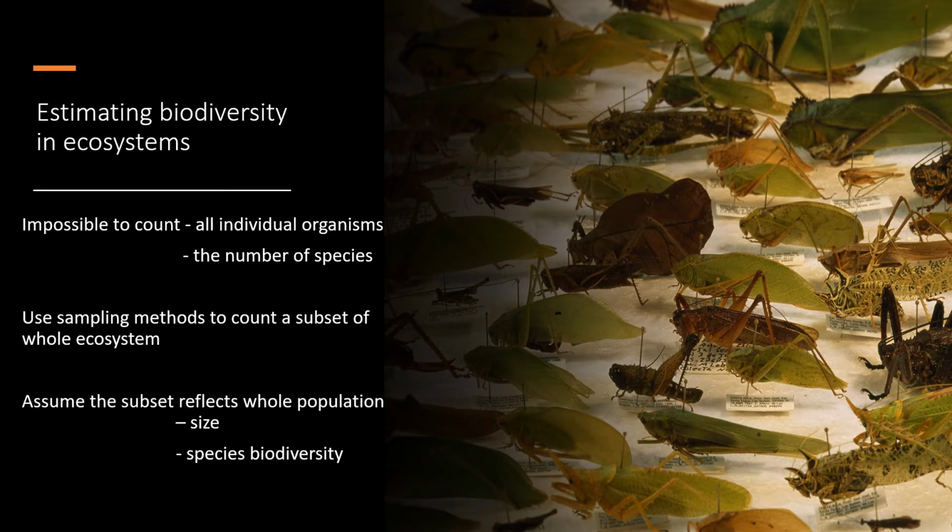And there are ways of estimating the biodiversity in ecosystems. It's impossible to go out and count every individual organism and each species. And so you have to use different statistical methods, sampling methods, in order to get an estimate of the biodiversity. So you take a sample, and there are a number of assumptions you make, and you assume that your subset that you sample reflects the whole population, both in size and whatever the different species that you've looked at.